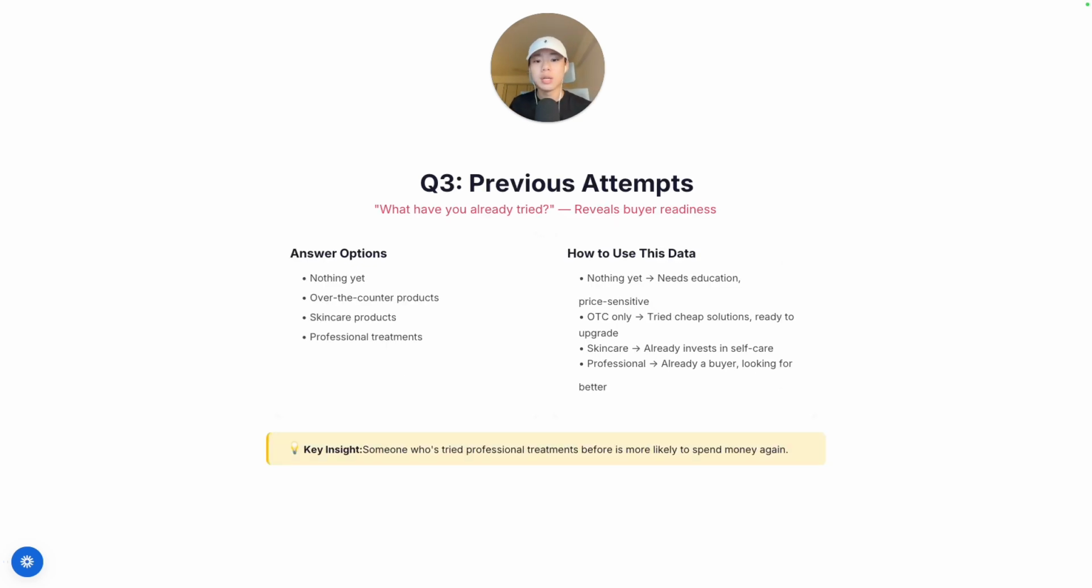Okay, so question three, previous attempts. What have they already tried? Okay, so some answer options might be they haven't tried anything yet. They have tried some over-the-counter products. They have tried skincare products. They have tried professional treatments. Okay, so how do you use this data right here?